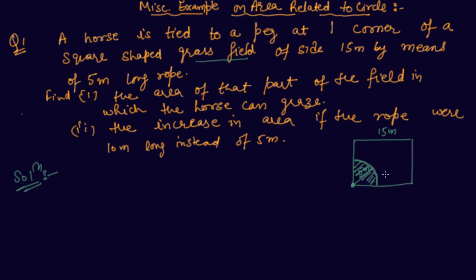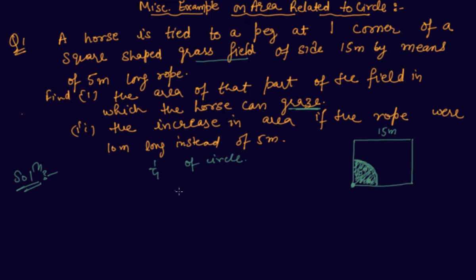Okay, I hope you guys are clear that if a horse is tied at this point, he can roam here and there and he can graze only this area. Means he can eat the grass from this area only. So I have to find out in the first part the area of that part of the field in which the horse can graze. I can see directly from the portion that it is a quadrant. Quadrant means 1/4 of a circle.